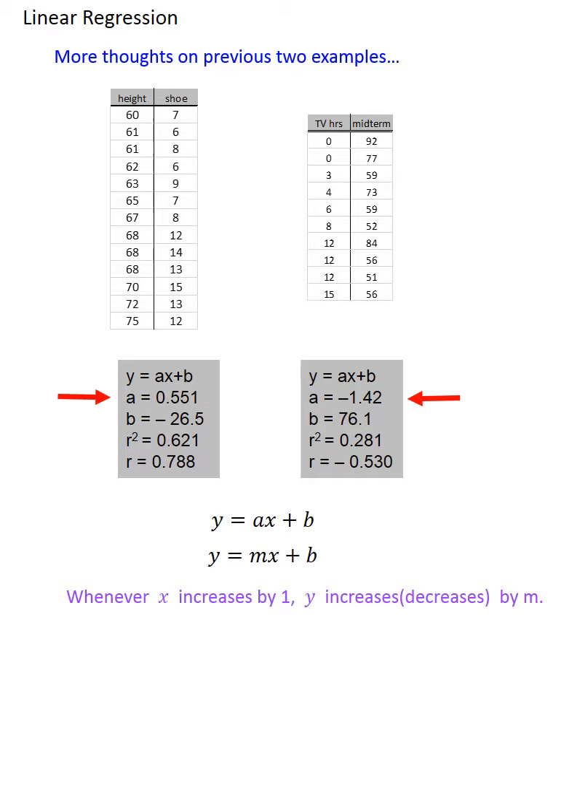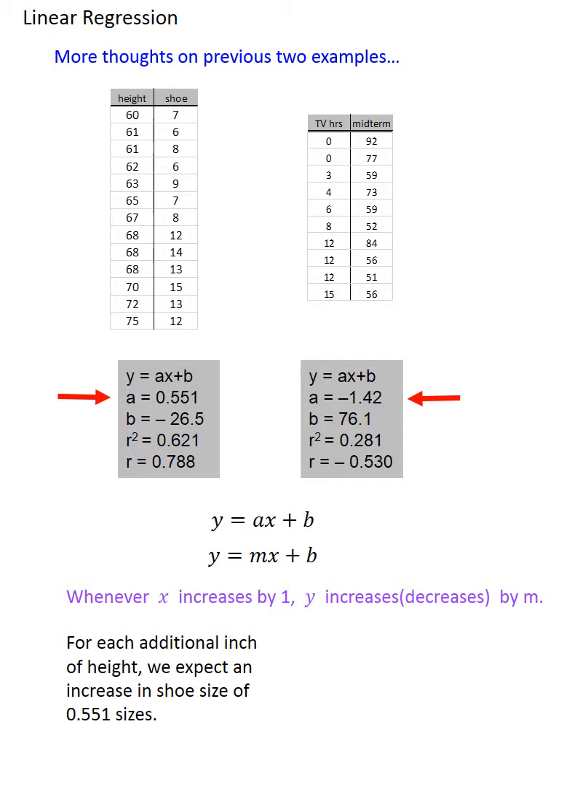As one variable increases by 1, the input variable that is, how much increase or decrease is there in the output variable? That's the real meaning of slope. Now let's take that idea and interpret what that would mean in the height shoe size problem and in the TV hour midterm problem. First, the height shoe size. In that problem, we have a slope of 0.551. Here's the interpretation. I'll be quiet while you read.